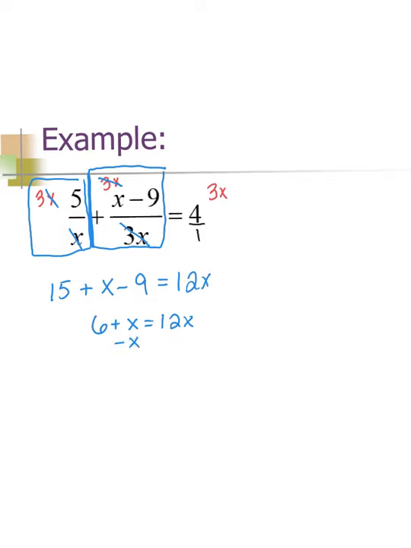I'm going to move the x to the other side. Some of you might want to put a 1 in front of the x. 12 minus 1x is 11x equals 6. I'm going to divide both sides by 11. So my final answer is 6 over 11.